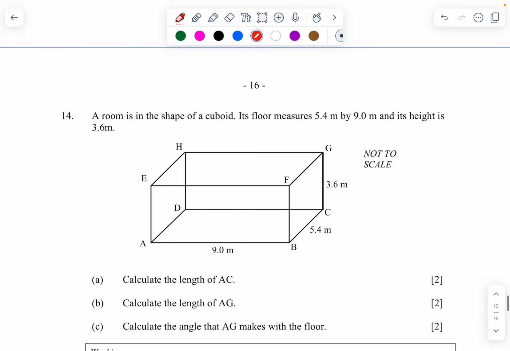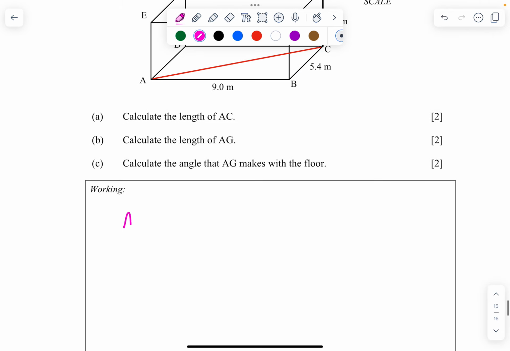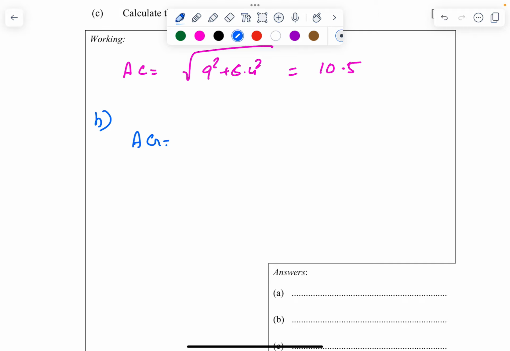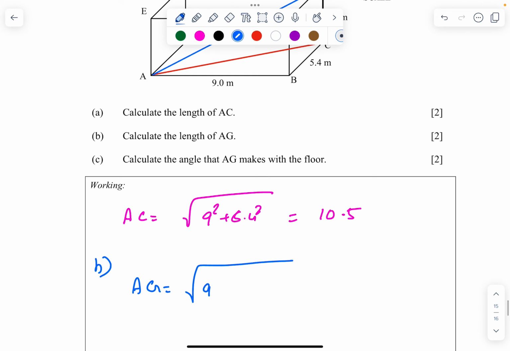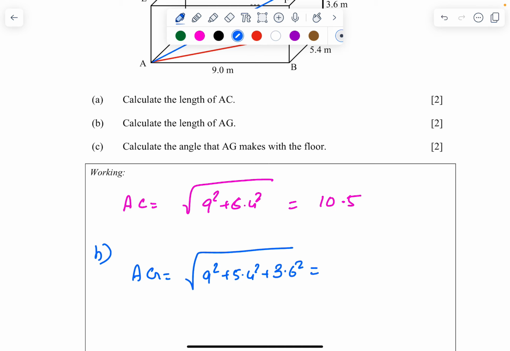Question number 14. A room is in the shape of a cuboid. Find the length of AC. AC is the diagonal of the bottom rectangle. So AC equals the square root of 9 square plus 5.4 square, which is 10.5. Then calculate AG. AG will be the square root of 9.9 square plus 5.4 square plus 3.6 square, which is 11.1.